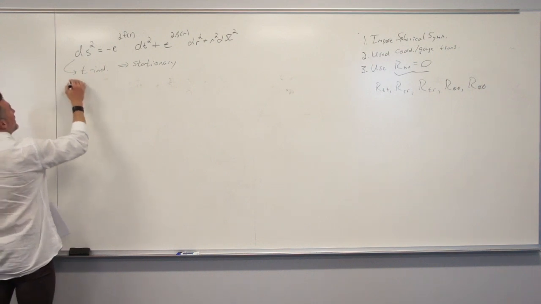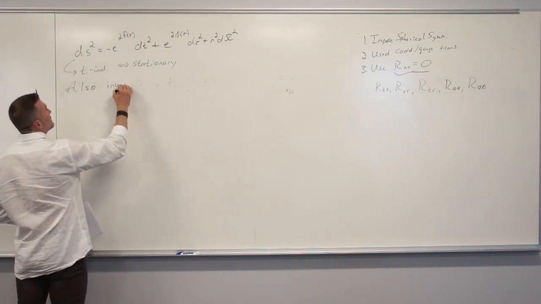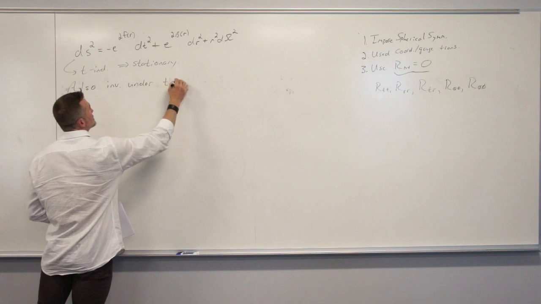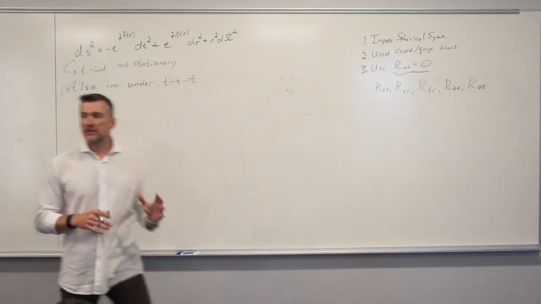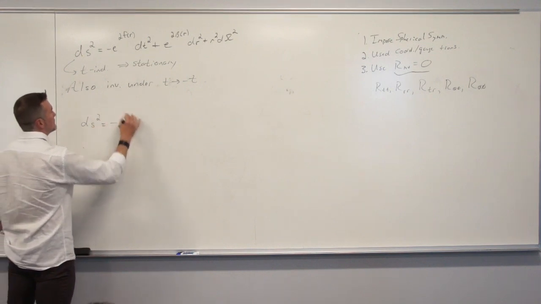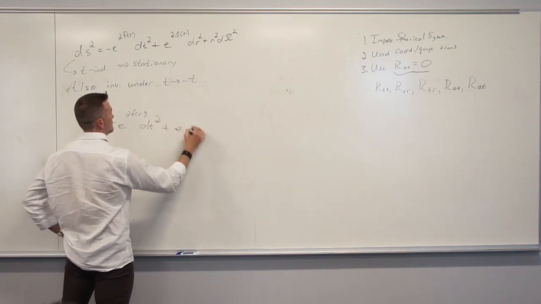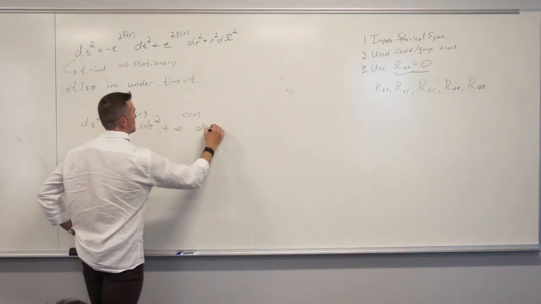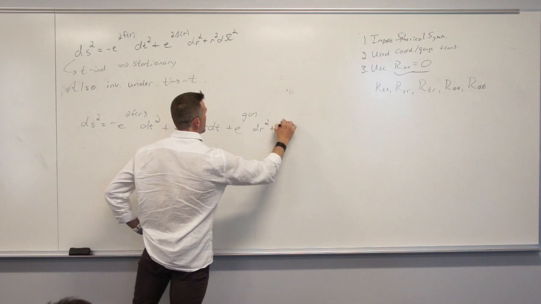So, also, it is invariant under t goes to minus t. Now, those two things do not have to imply each other. So for example, I could give you a metric of this form. I'm just making some stuff up, it doesn't really matter that much.